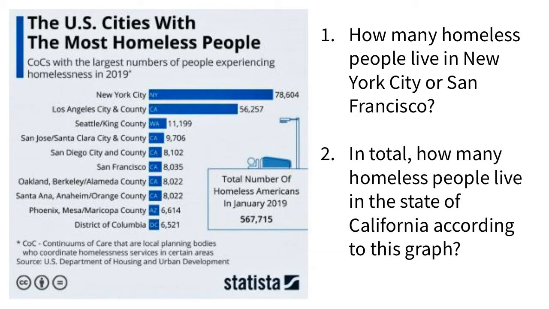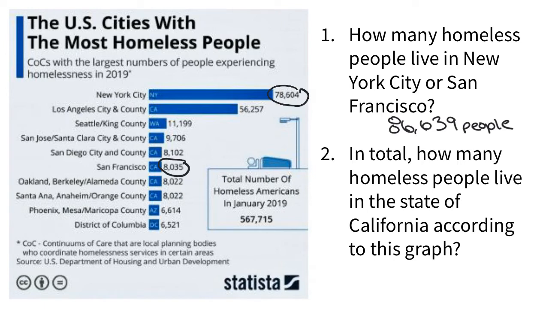I can see in New York City, I have 78,604 individuals. And I see that in San Francisco, which is right here, I have 8,035 people. All right, and it says how many homeless people live in New York or in San Francisco. So to do this on my calculator, I need to add the following numbers. I need to do 78,604 plus 8,035. And when I do that, I get 86,639 people.